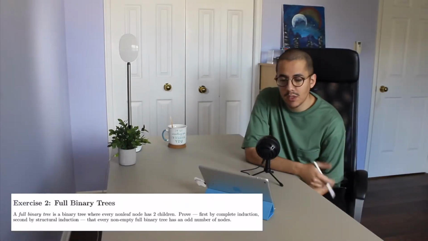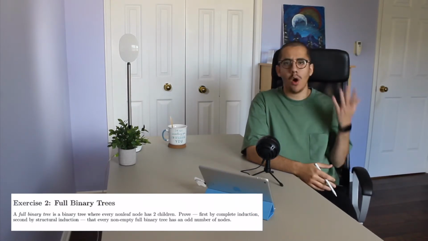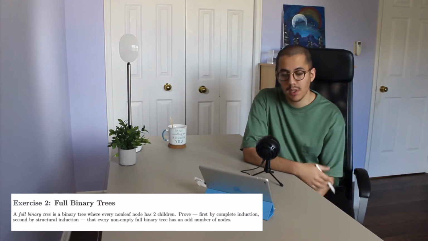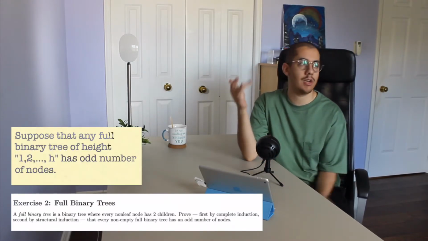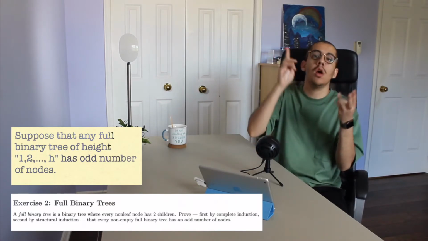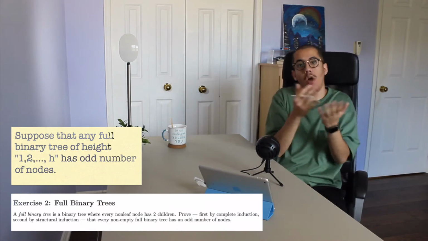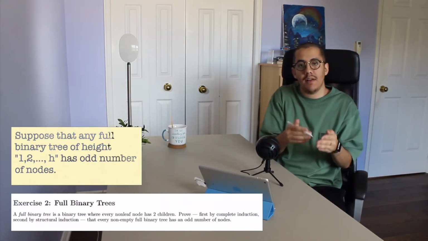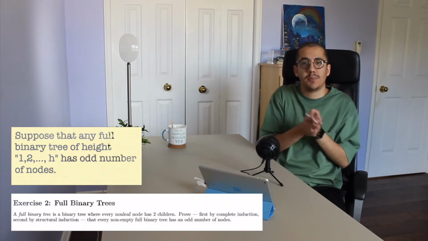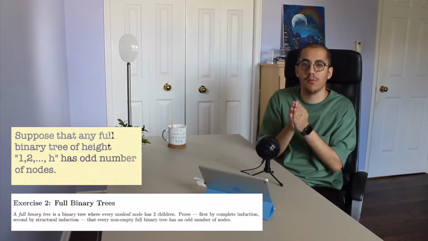The next step will be to do our inductive case. Now, like always, we've got to make our assumption. So our assumption in this case is going to be, suppose that any binary tree of height 1, 2, and so on, until h, has an odd number of nodes. Then the next step would be to prove that this works out for h plus 1, that an h plus 1 tree also has an odd number of nodes.